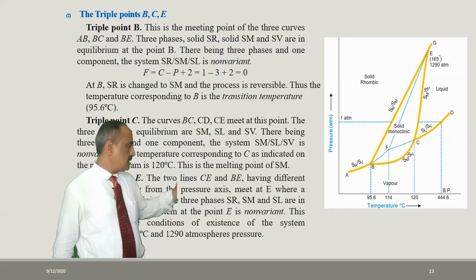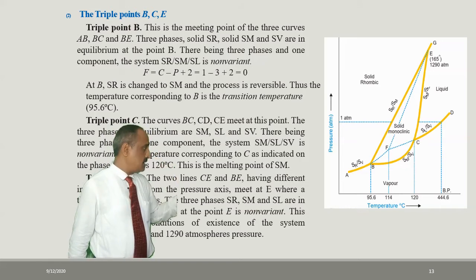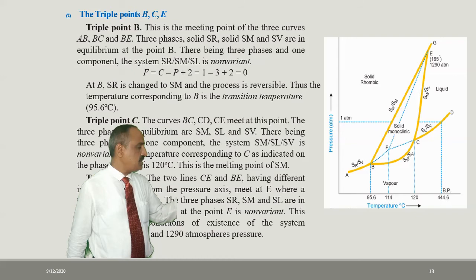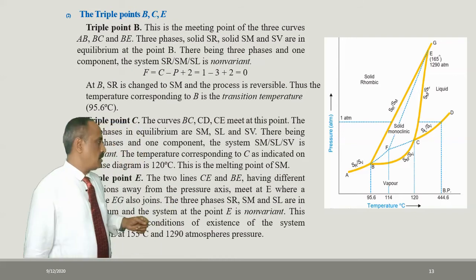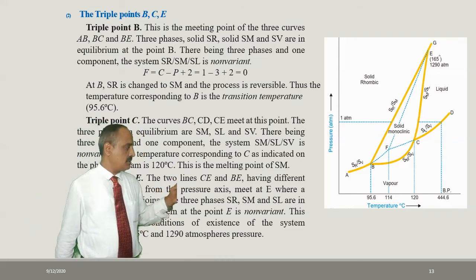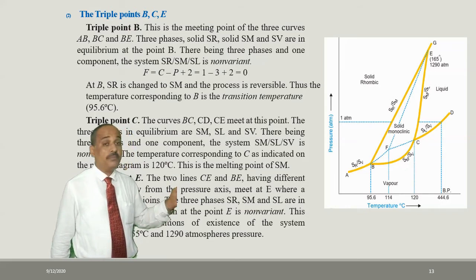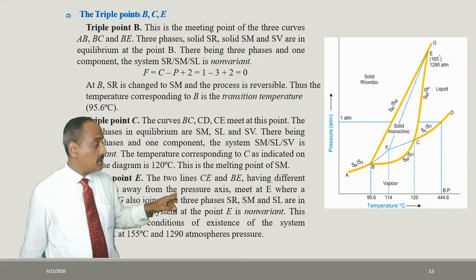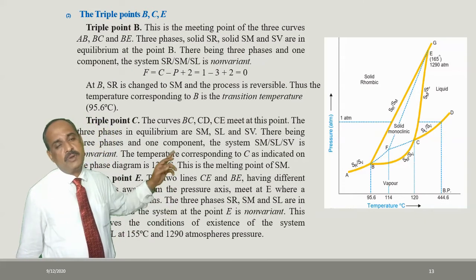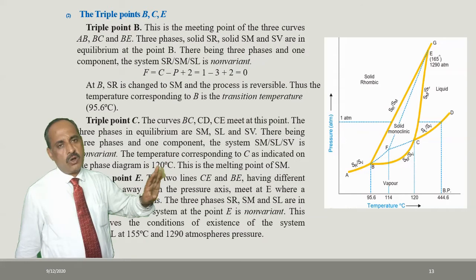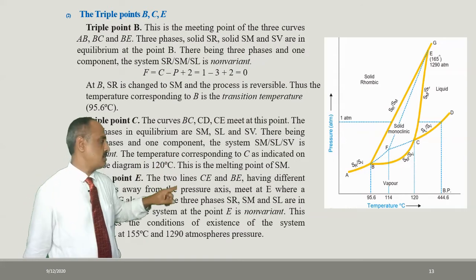So, the triple point B is where the 3 curves AB, BC, BE meet. The 3 phases, solid sulphur rhombic, solid sulphur monoclinic and sulphur vapor, are in equilibrium at the point B. Means at point B these 3 phases are in equilibrium, you can observe all the 3 phases at this point.